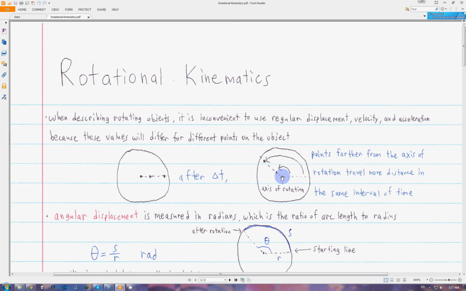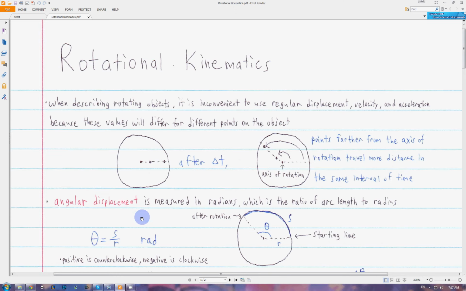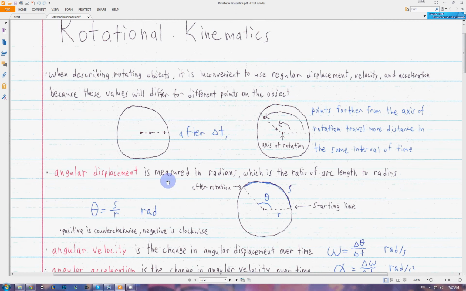So we need to come up with quantities to describe the rotation of this object as a whole instead of just one of these points on the object. The first quantity is angular displacement, and it basically measures the angle that the object has rotated. So we use a reference line, say here, and then after rotation we look where that line has traveled to, and this difference in angle is the angular displacement.